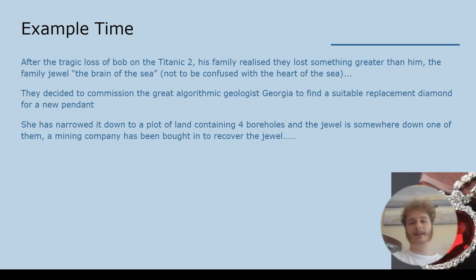Now here's a little example I've set up. So hopefully you've watched my previous video, but after the tragic loss of Bob on the Titanic 2, his family realized they also lost something a little bit greater than him, the family jewel, the brain of the sea. So they've decided to commission the great algorithmic geologist Georgia to find a suitable replacement diamond for the new pendant. And she's narrowed it down to a plot of land containing 4 boreholes, and the jewel is somewhere down one of them. I want you to check, recheck, and then do it all over again.